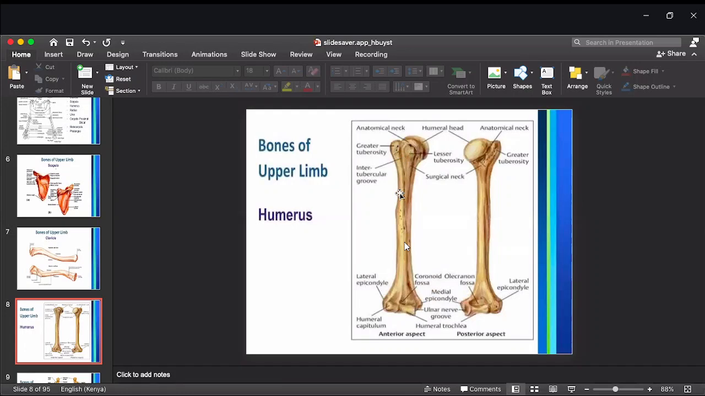You have the surgical neck, anatomical neck. You can see how the head is. The head is well rounded, but the neck is quite short compared to the neck of the femur. Then this is the shaft of the humerus. You can appreciate the lateral epicondyle, medial epicondyle, and the coronoid fossa.